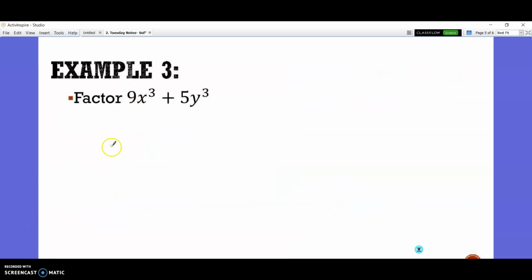Okay, next one, factor 9x cubed plus 5y cubed. So no GCF. What times what times what equals 9x cubed? And if you look at this, I can't really get 9. 9 is not a perfect cube. Your perfect cubes are going to be like 1, 2 times 2 times 2, so 8, 3 times 3 times 3 is 27, right? Those perfect cubes. And 9 is not one of them.